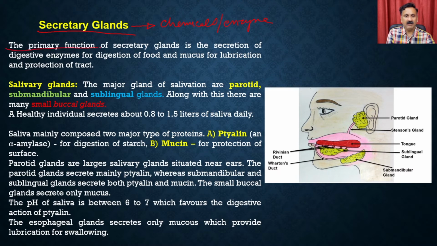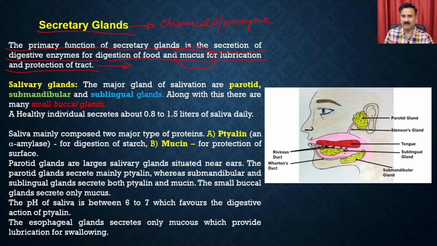The primary function of the secretory gland is the secretion of digestive enzymes or chemicals for the digestion of the food, and mucus for the lubrication and protection of the tract. So, remember that mucus is also very important. It actually protects our own body from the harsh chemicals that are going to be present. So, let's start first with the buccal cavity.